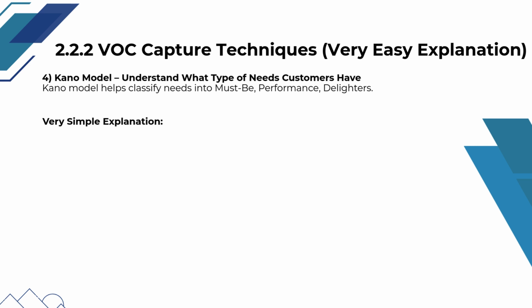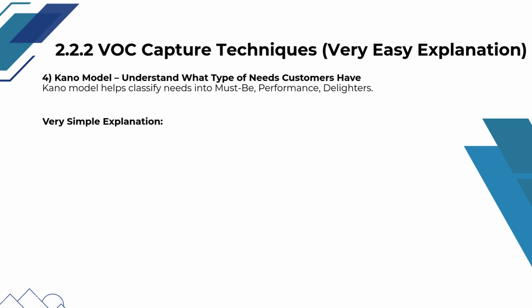Performance needs improve satisfaction proportionally. The faster the internet, the happier the customer. Delighters are unexpected features that pleasantly surprise customers, like free upgrades or cashback offers. Indifferent attributes are aspects the customer doesn't care about, such as the background color of a login page. Reverse features, if added, can actually create dissatisfaction, such as sending too many notifications.